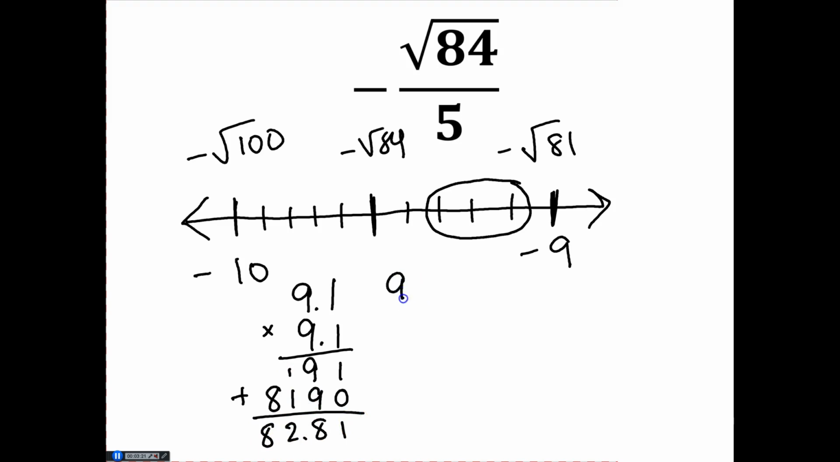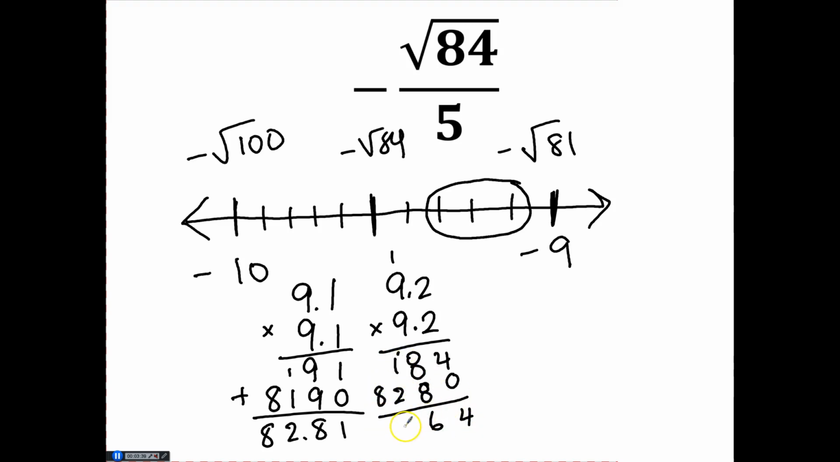So let's try 9.2 times 9.2. We get 4, and that's 18, and that's 0. 9 times 2 is 18. Carry my 1, 81, 82. And we get 4, 16. Carry my 1, 3. Am I going too fast? I just feel like I'm going too fast. So 83.64. Well, we're getting closer, so let's really try 9.3 times 9.3.